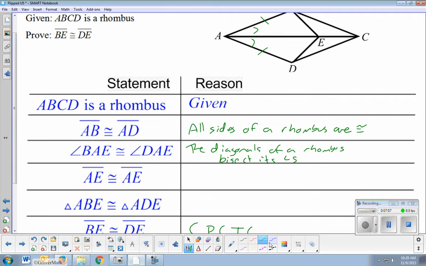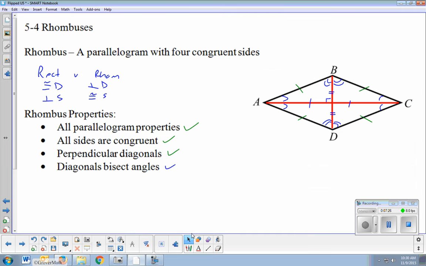Next, we have a reflexive property here, and then triangles with side angle side, and then our CPCTC. So I think you can do the rest here no problem. And so side angle side congruent to side angle side. The thing to really take away from this 8-minute video is the difference between a rectangle and a rhombus, because we confuse these two properties quite often.